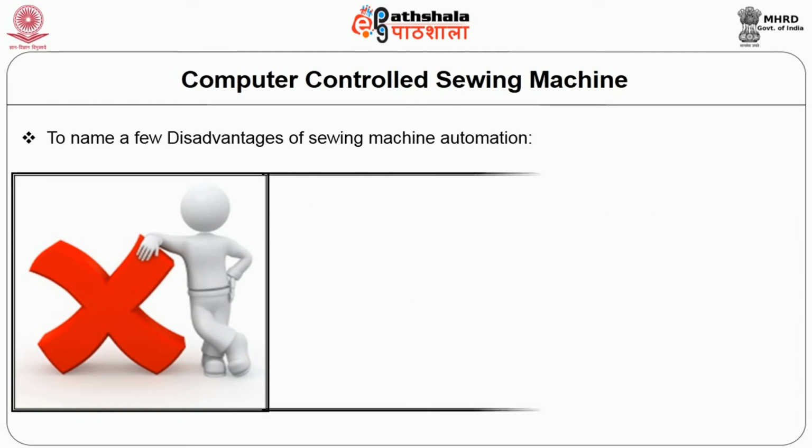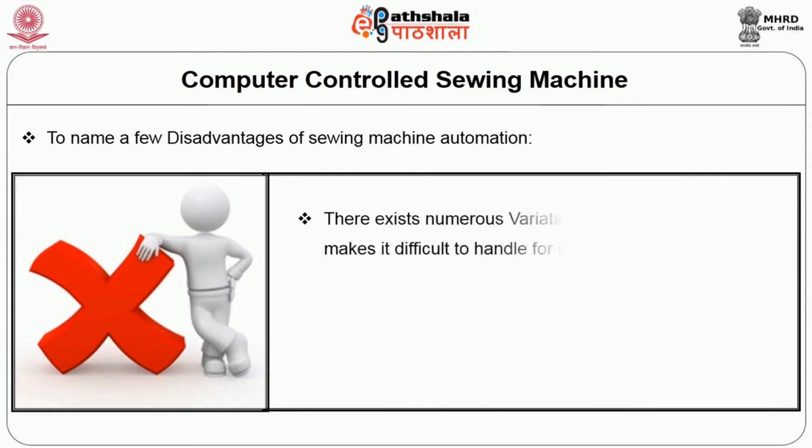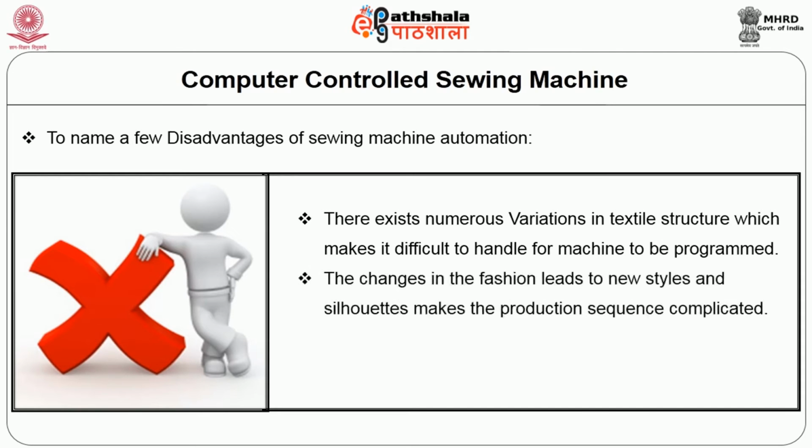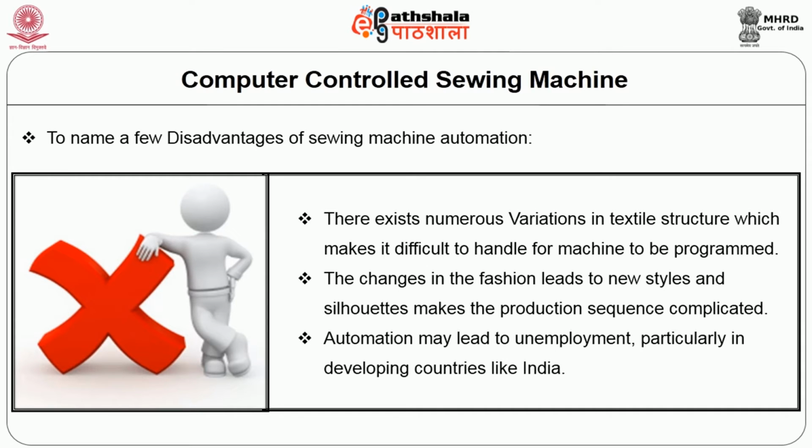To name a few disadvantages of sewing machine automation, we can say there exist numerous variations in textile structure, which makes it difficult for the machine to handle and also for programming for various textures. The changes in fashion lead to newer styles day in and day out, and the silhouettes make the production sequence complicated. Automation may lead to unemployment, particularly in developing countries like India. This may be a disadvantage.